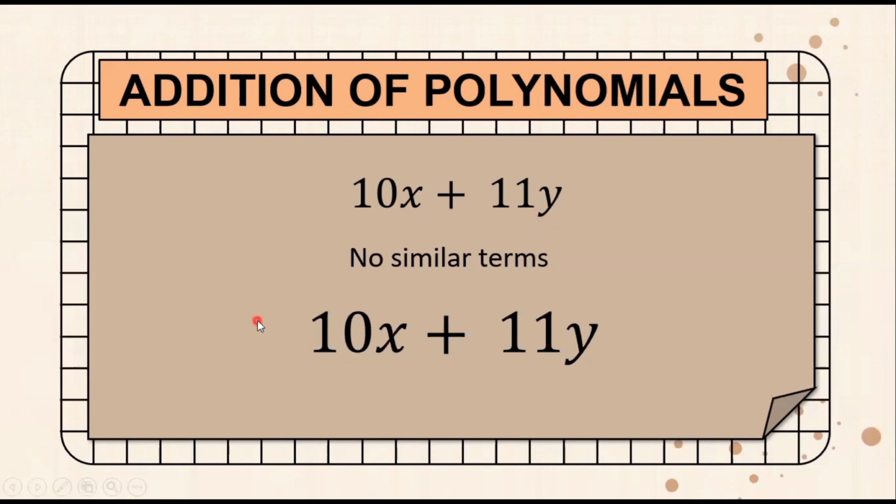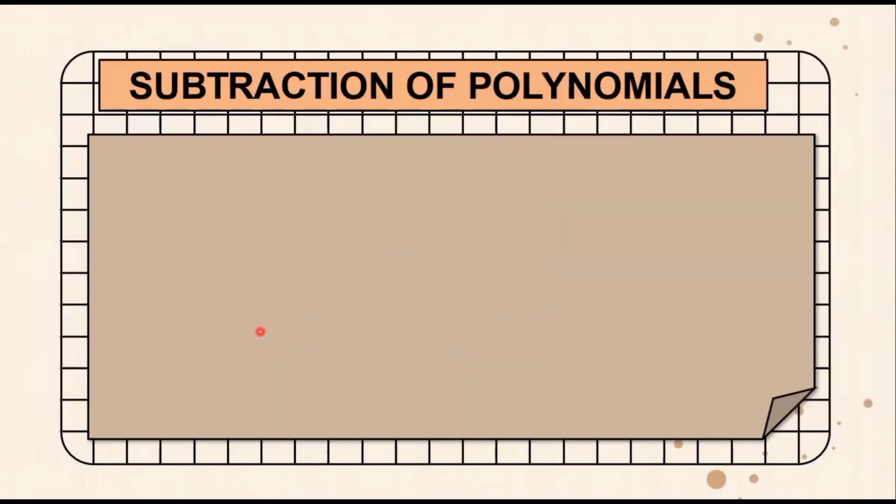Okay, so that's the concept of adding now polynomials. You can only add polynomials when they are similar terms. You can only combine terms when they are similar terms. Okay, let's now proceed with the next one. Subtraction of polynomials. Still, we can only subtract polynomials, numerical coefficients of polynomials of like terms. Okay, so dapat may like terms pa rin doon sa expression para ma-subtract nyo sila.